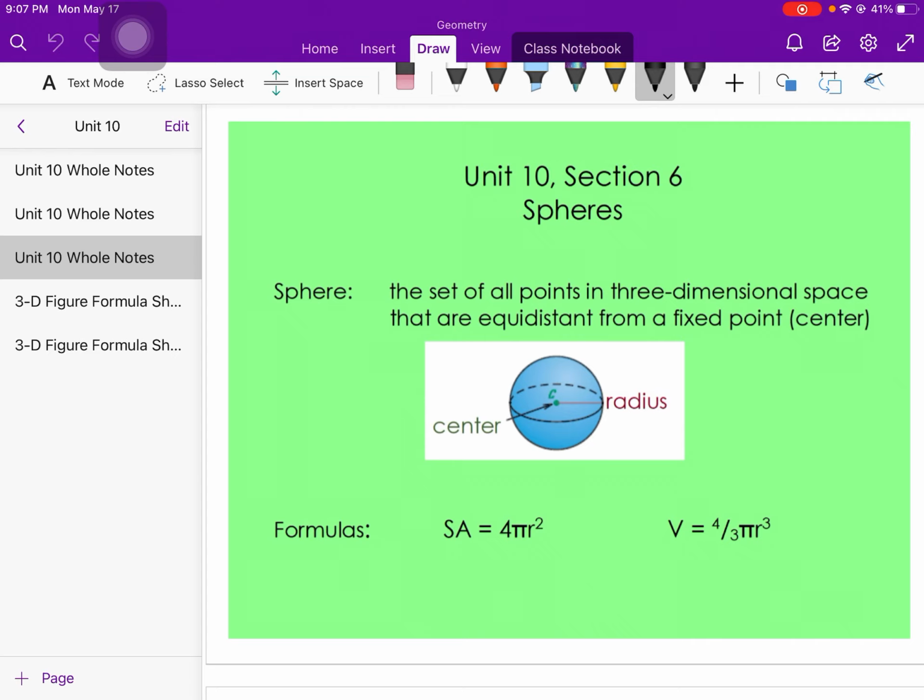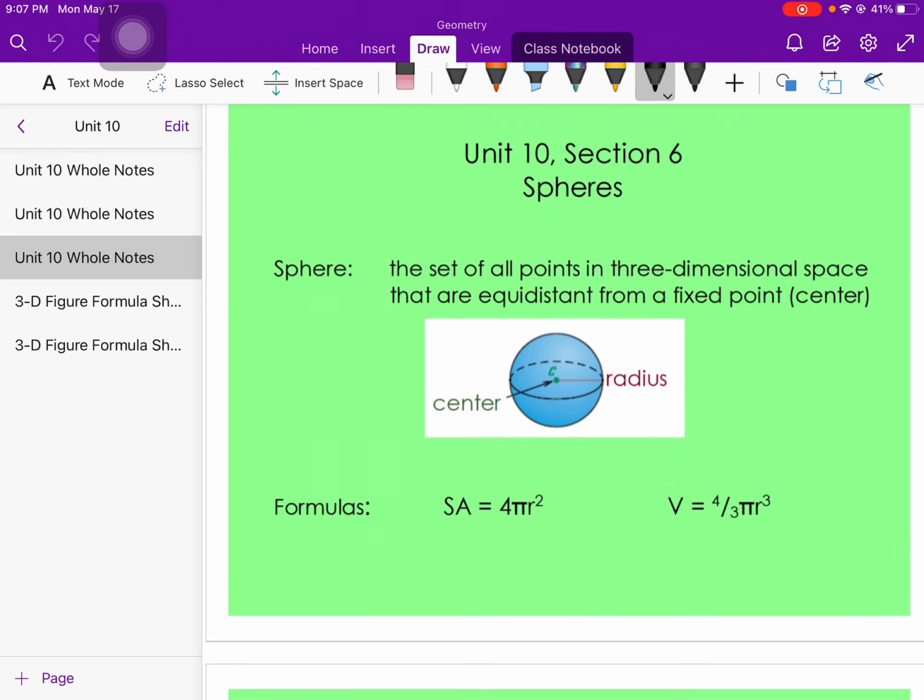So a sphere is defined as the set of all points in three-dimensional space that are equidistant from a fixed point, or in this case, the center. Equidistant meaning equal distance from the center in any direction, basically. So the formulas that we have, surface area is pretty simple. It's just 4 pi r squared. We recognize pi r squared because that's the area of a circle. So basically, it's like looking at 4 different circle areas because we take it times 4.